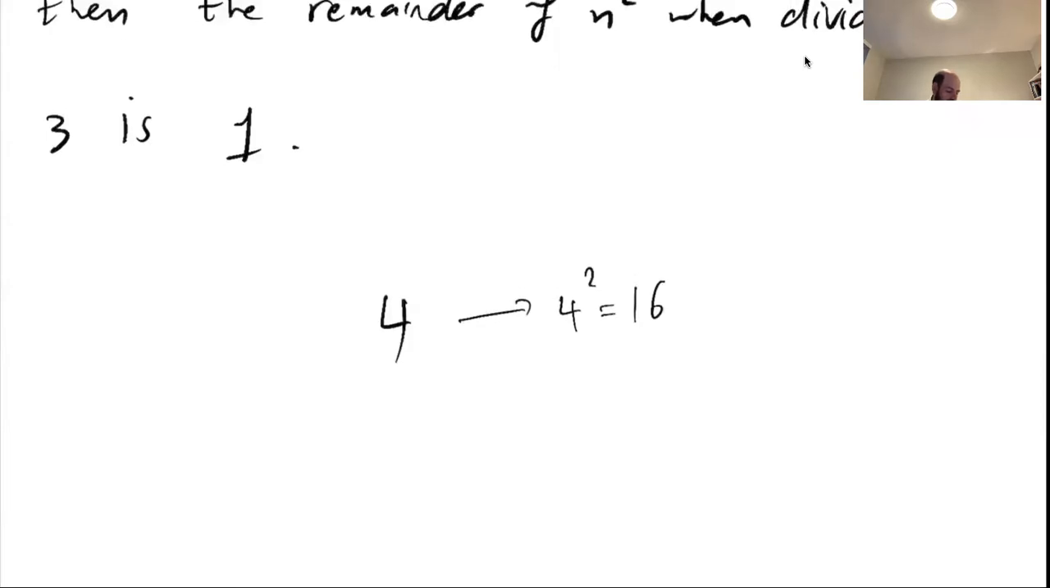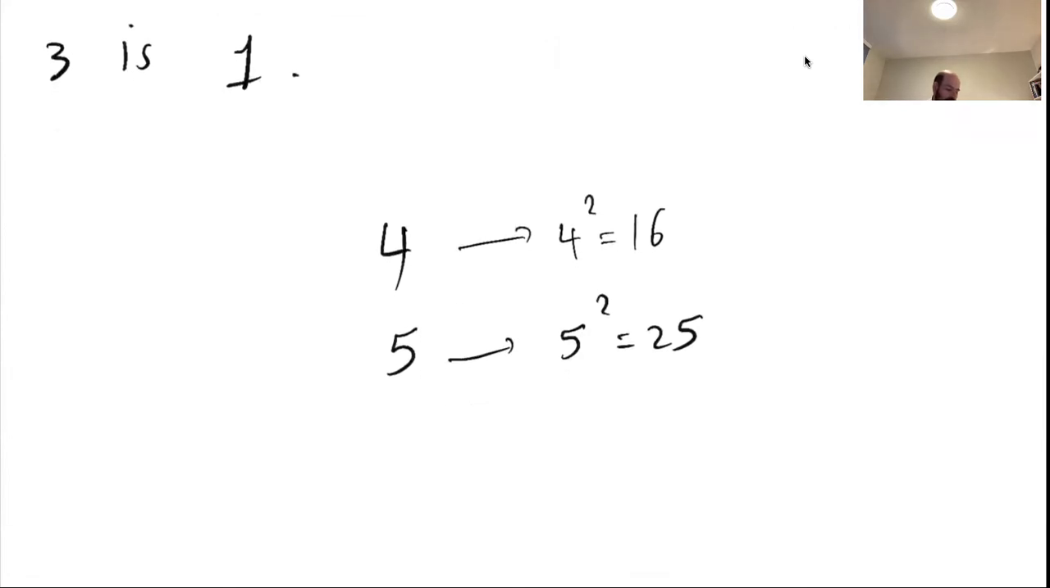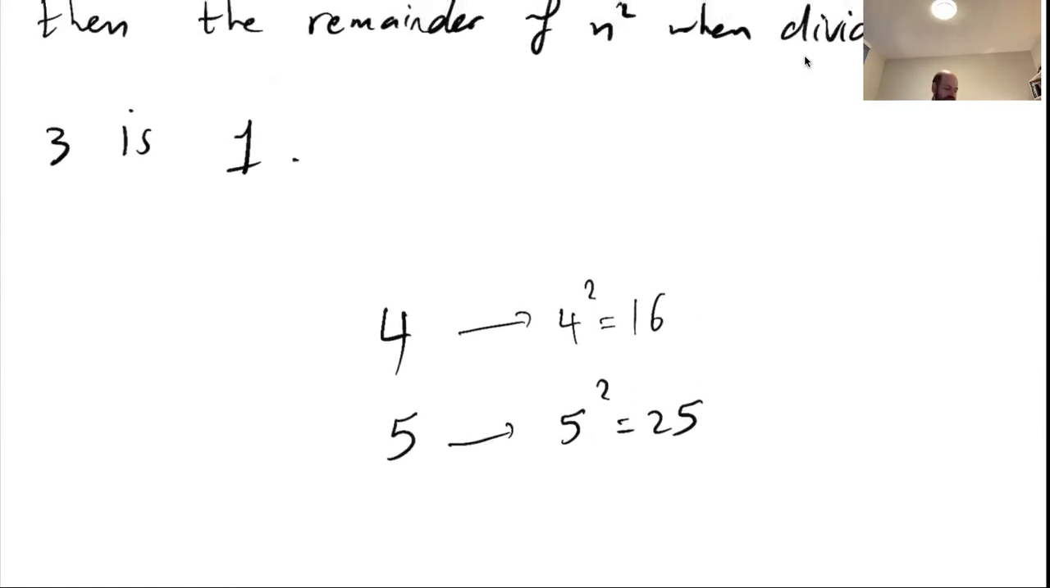Well, another number not divisible by 3 is 5. Then 5 squared is 25. 25 also has remainder 1 when divided by 3, because 25 is 8 times 3 plus 1. Or you can try more integers, and you will see that for any integer that you consider not divisible by 3, n squared will have remainder 1. So our guess, so far it's just a guess because we haven't proved it, we just thought about some examples, is that this statement is true.